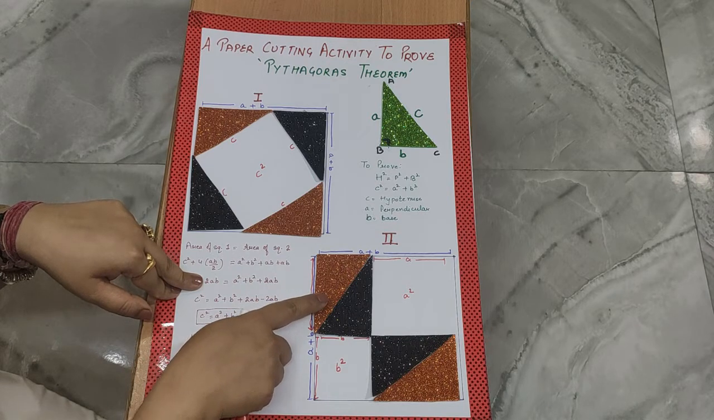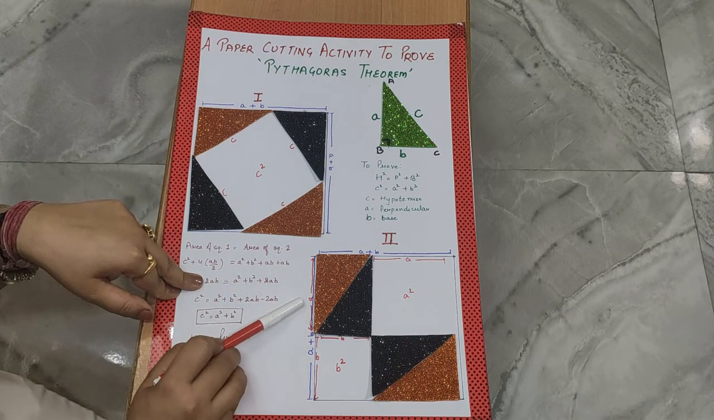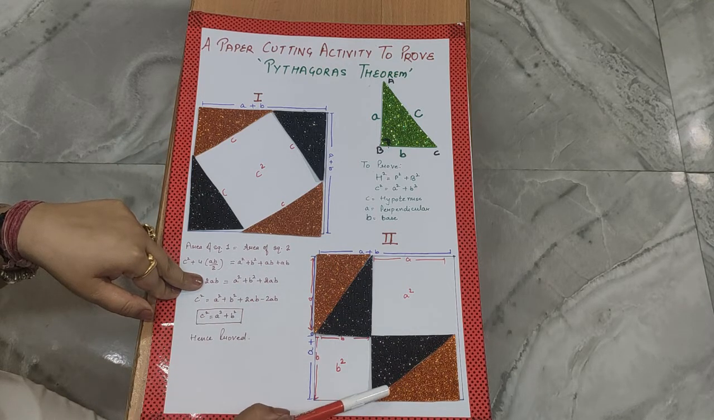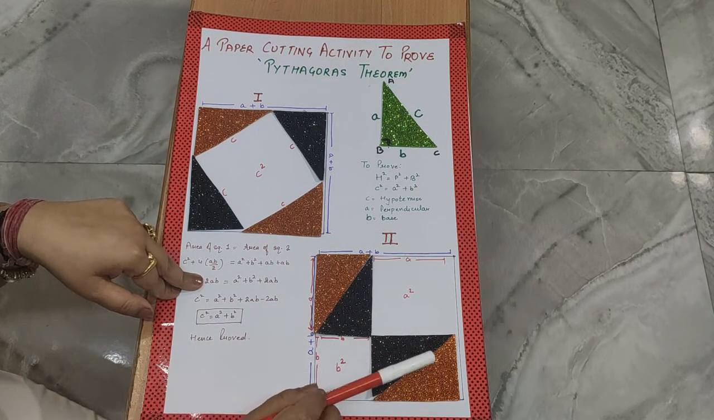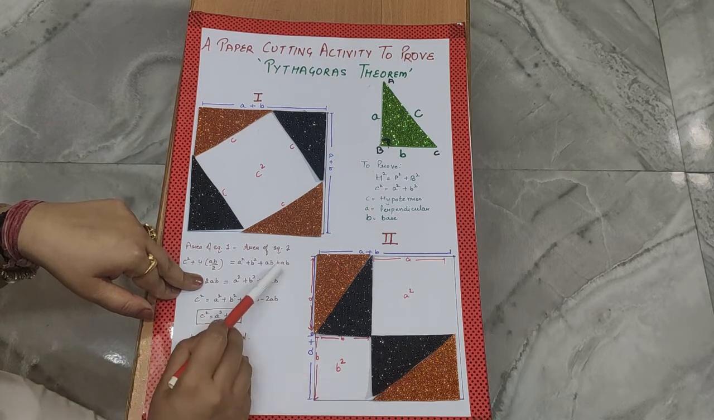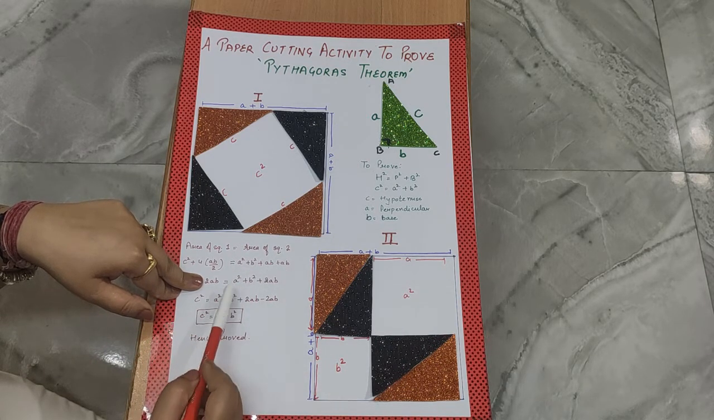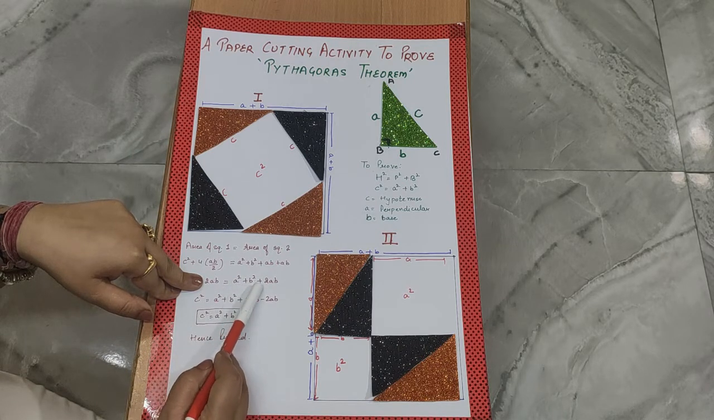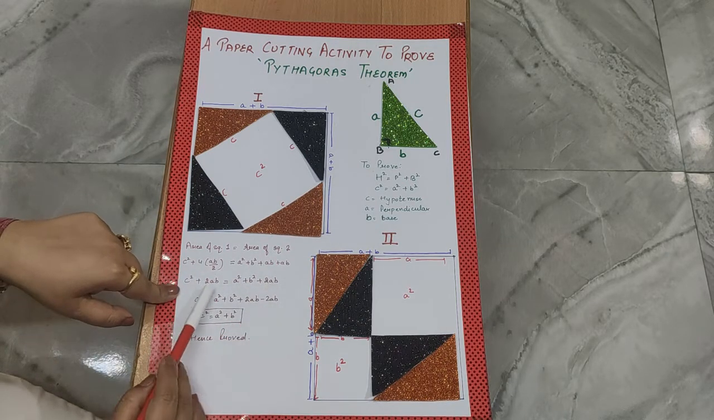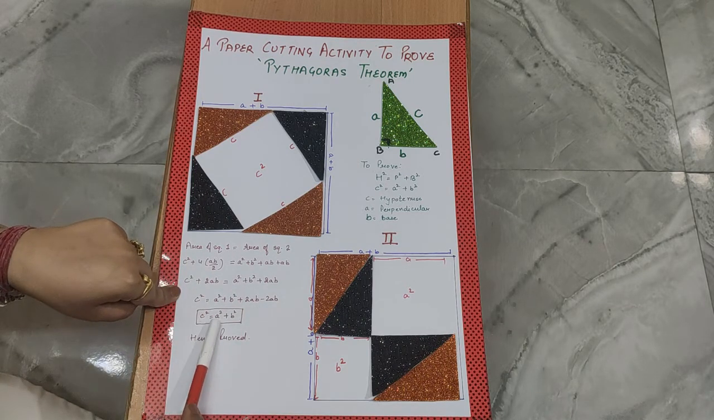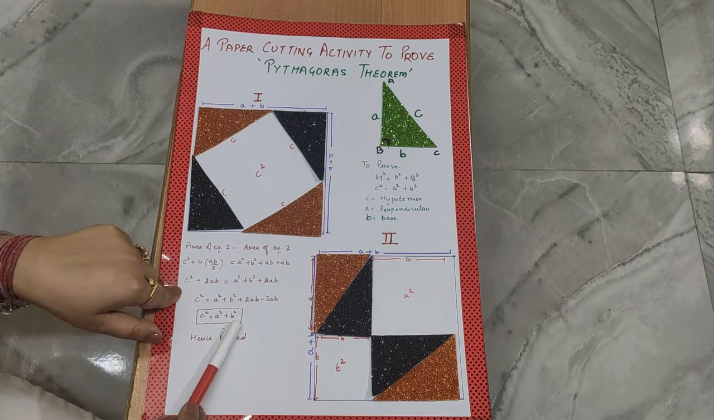Area of rectangle is length multiplied by breadth. Length is A, breadth is B, so its area is AB. Similarly for this rectangle, A is the length and B is the breadth, so area is A into B. So it comes out to be A square plus B square plus 2AB. Cancelling the common terms on both sides, we are left with C square is equal to A square plus B square.